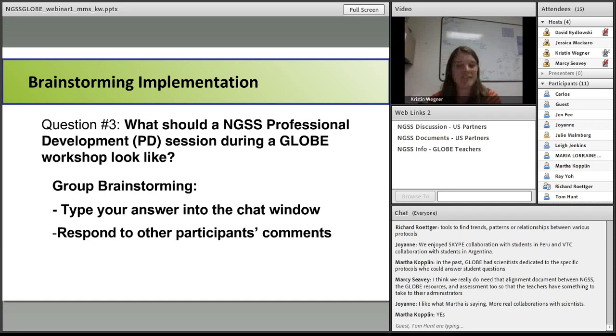So I'm hearing from a few of you the collaboration with scientists, and I'm just curious how we can use those collaborations with scientists to demonstrate how Globe addresses the NGSS. What type of tool or resource can we provide to the Globe community or to people outside the Globe community to show how to connect to those scientists and how to use that to address the NGSS?